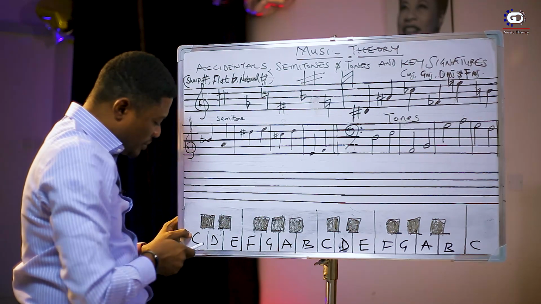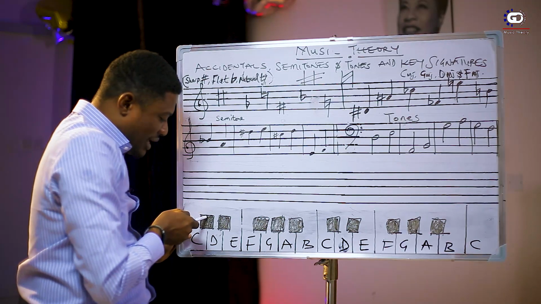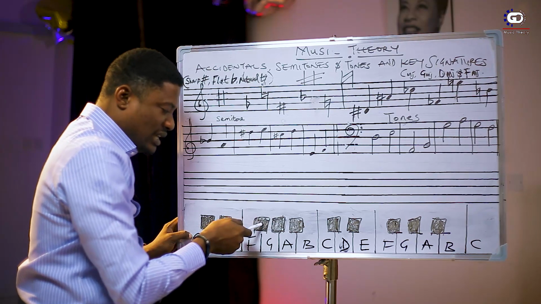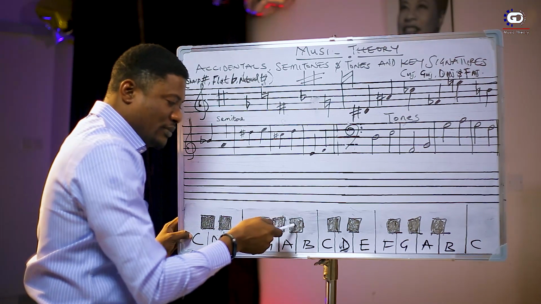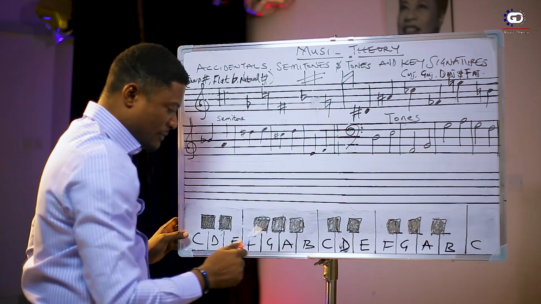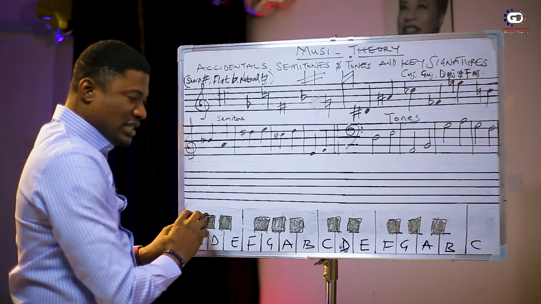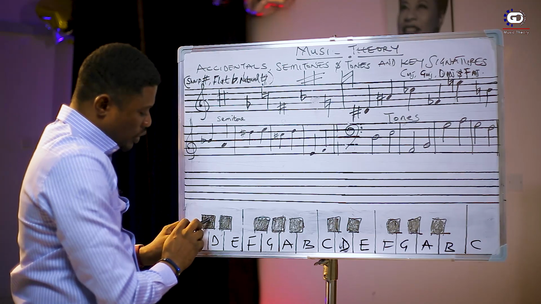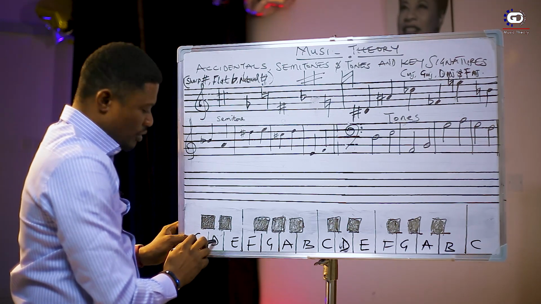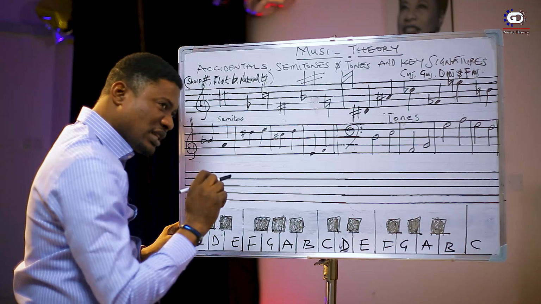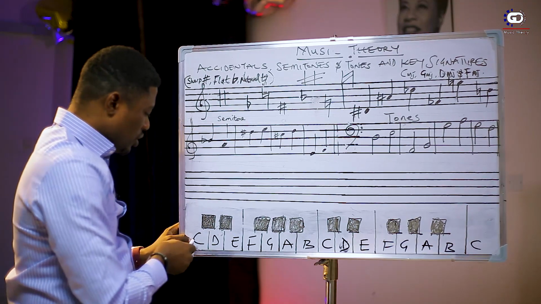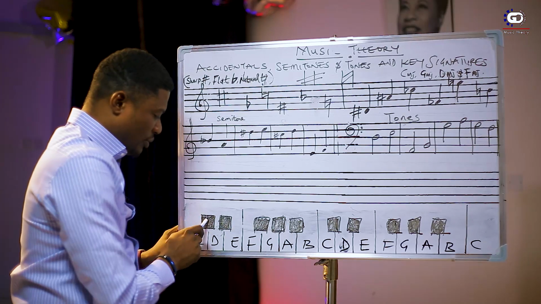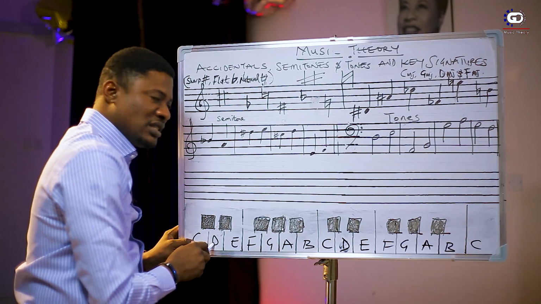On the keyboard, you have the C, the black key, the D, the black key, the E, the F, the black key, the white, the black key, the white, black, and that's the arrangement. The shortest distance is between this and this, or between this and this. That's the shortest distance, and that's what we call a semitone. So from my C to this black key is a semitone, and from this black key to this D is a semitone.